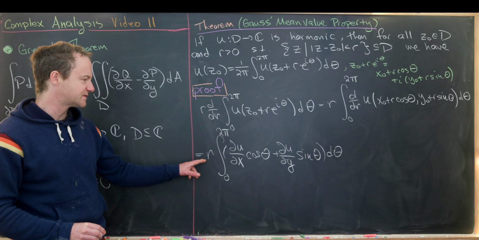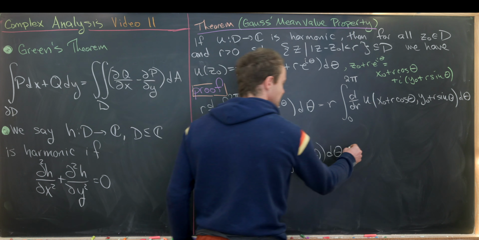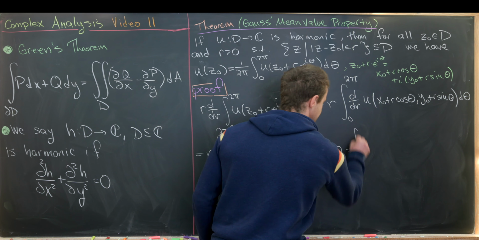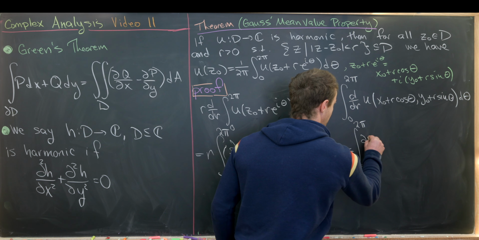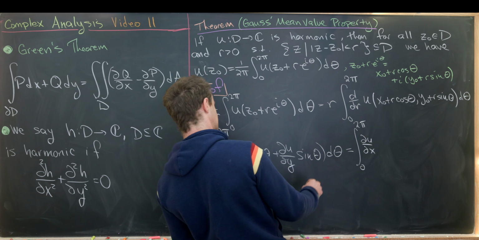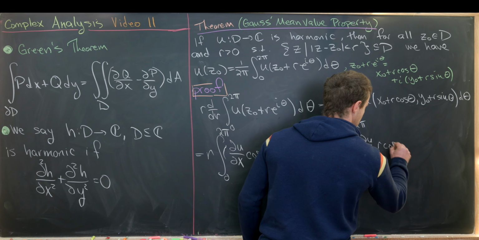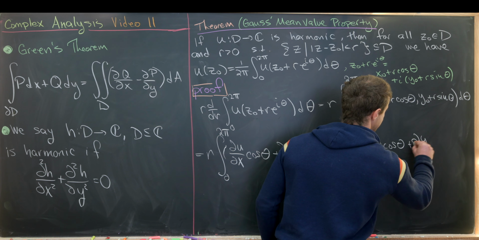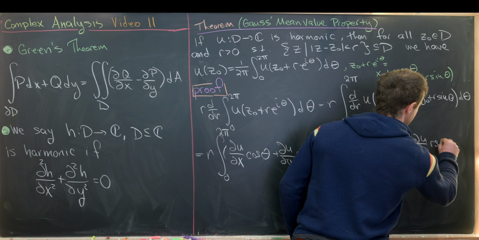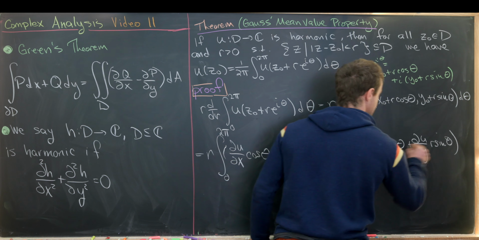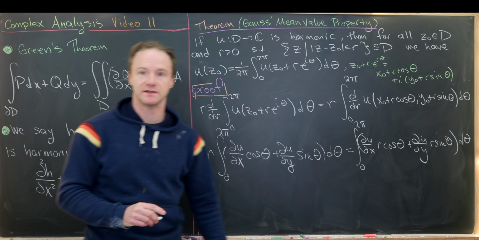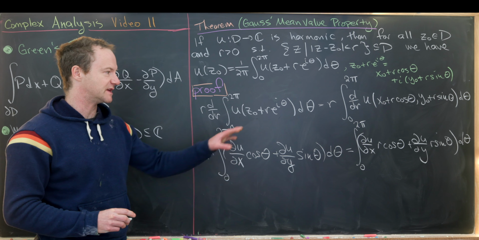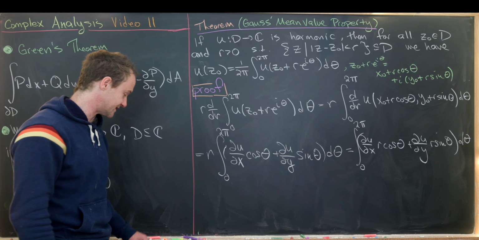Okay, nice. But now let's bring this r inside so that we can rewrite this a bit. So this is going to be the integral from 0 to 2 pi of the partial of u with respect to x times r cos theta plus the partial of u with respect to y times r sine theta d theta. But we were called Green's theorem for a reason.